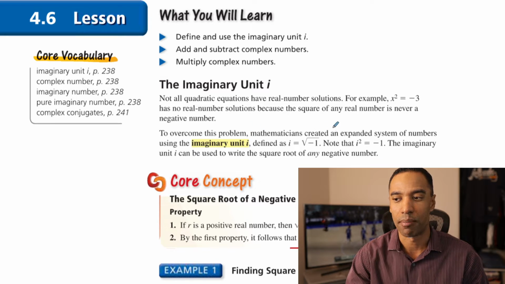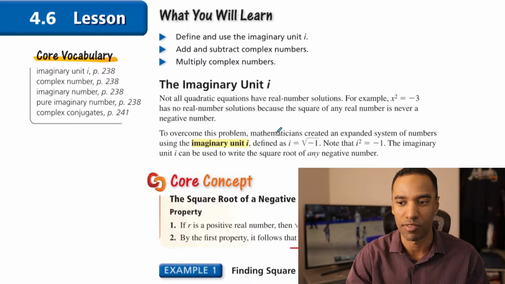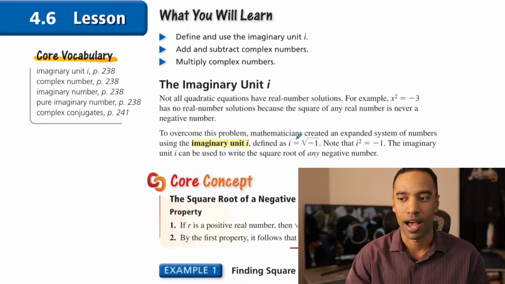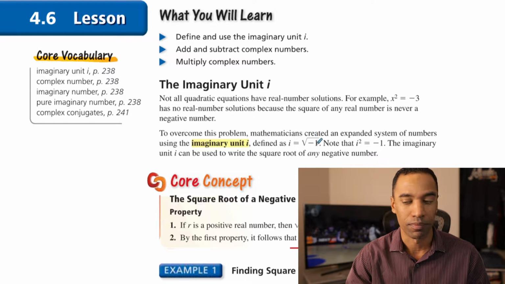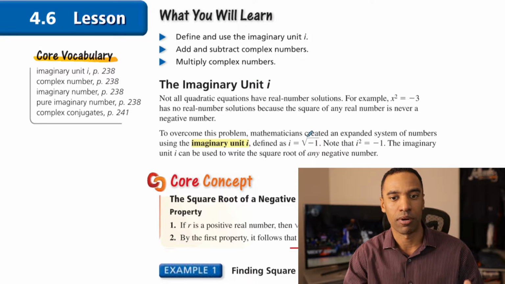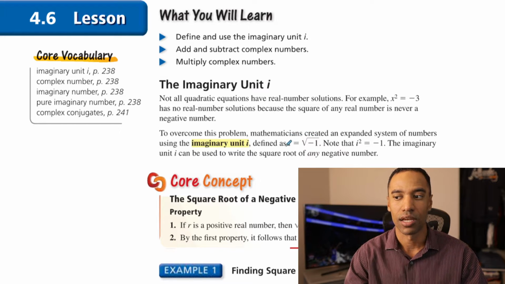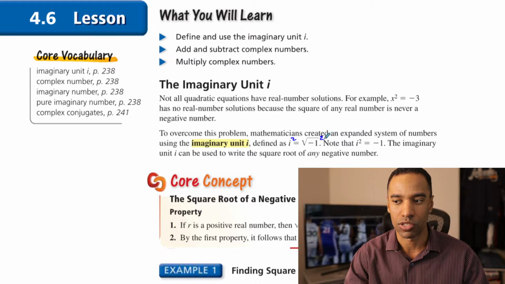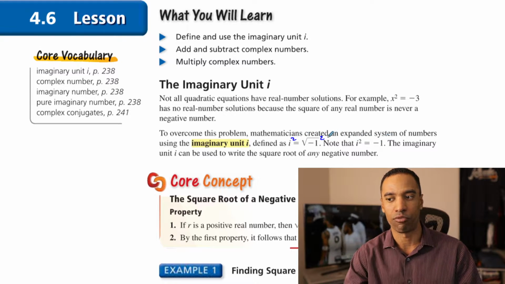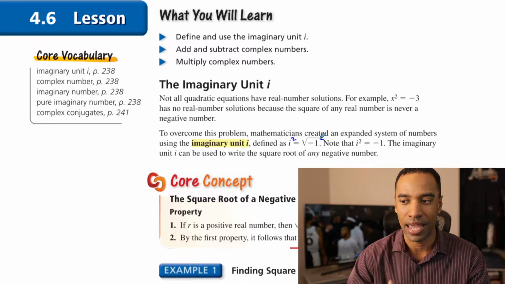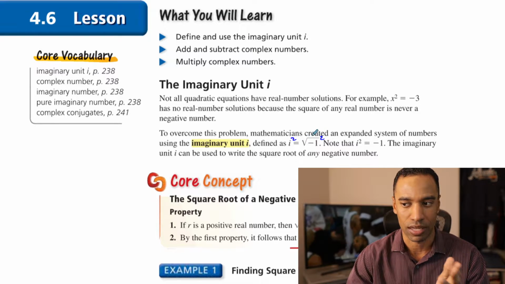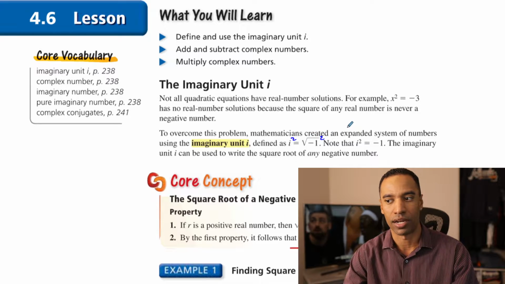To overcome this problem, mathematicians created an expanded system of numbers using the imaginary unit i, defined as i equals the square root of negative 1. So taking the square root of a negative number translates to a component called i. Now, if you square both sides of this thing, then i squared becomes negative 1. Note that we're not squaring negative 1, guys. We are squaring the square root of negative 1. The square cancels out the square root, and then you're left with just the negative 1 in and of itself.